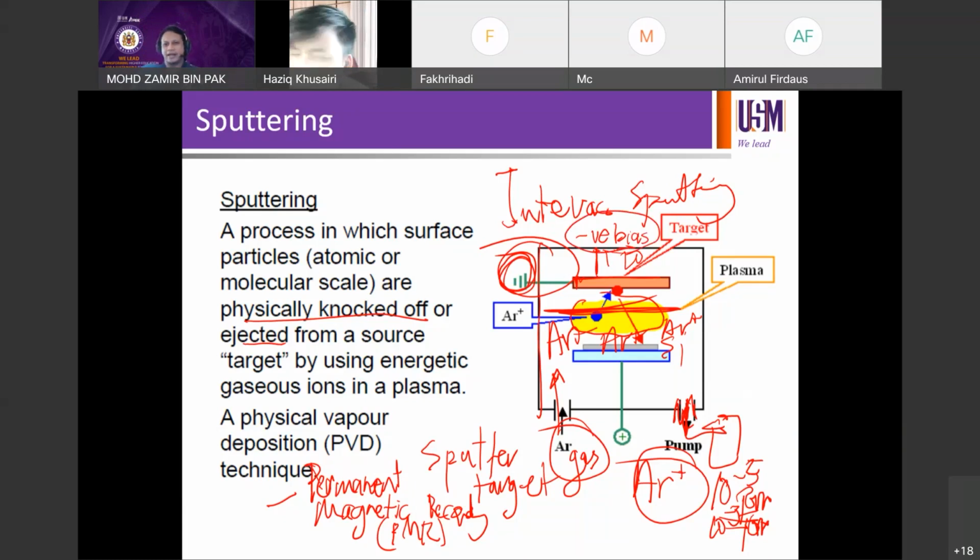Say you are applying negative 200 volts or negative 100 volts to the target. Cuba tengok ion tu positif kan? Ion positive. And then you're applying negative bias to the target. What will happen to the sputtering process by the basic, by the logic?